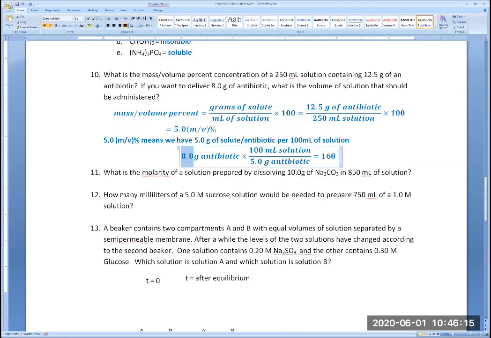So we will keep it like this, because the 100 here is exact. Whenever you use 100 from a percentage, it's always exact, never limiting. And here the grams of antibiotic cancel, and you're left with milliliters of solution. It shows you the unit that is left, and it should be the unit you're looking for. So if you want to deliver 8 grams of antibiotic, the volume of solution that you should administer is 160 milliliters of solution. Okay, so that answers the second question.